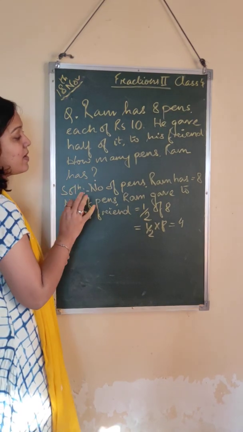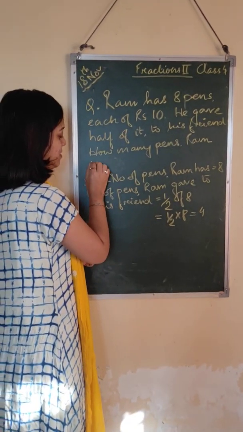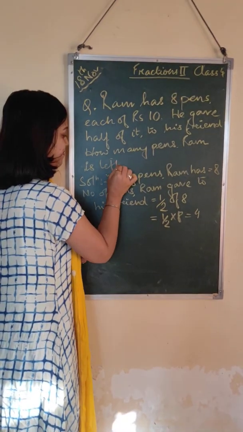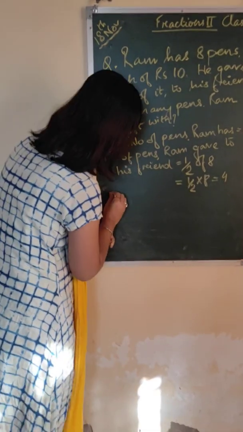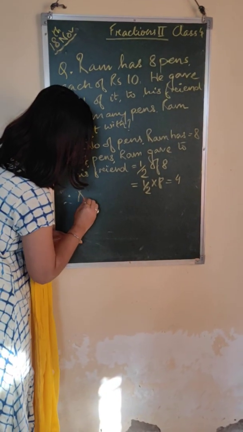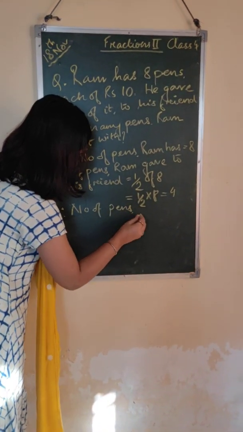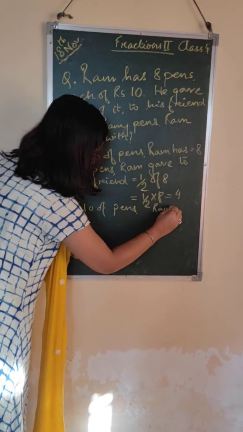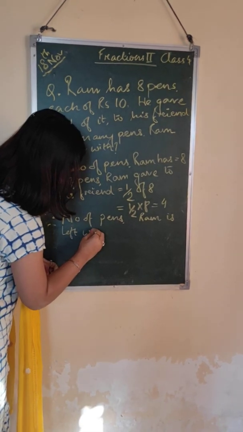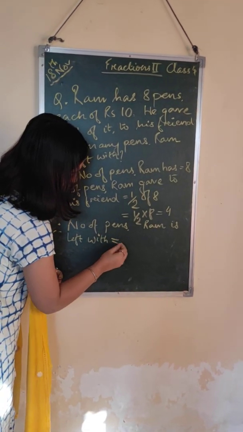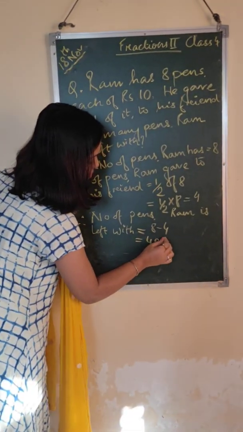So the question is how many pens Ram is left with. Therefore, number of pens Ram is left with equals 8 minus 4, that is nothing but 4 pens.